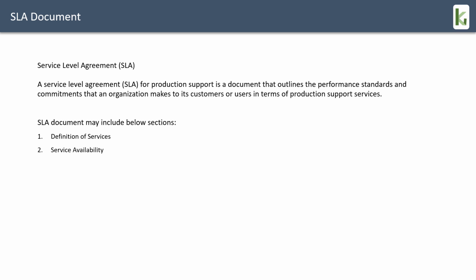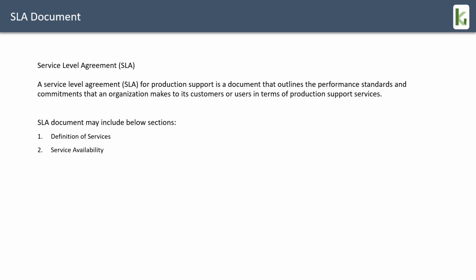Second element is service availability. Now this should outline the expected uptime and availability of the production support services, as well as any guarantees or compensation that will be provided in the event of service outages or downtime. Service availability is important for the organization because it will define when the production support services will be provided, right? And what will be the compensation that will be involved in case of service outages.